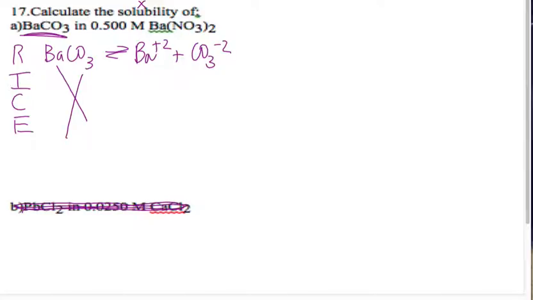So this time, though, the barium nitrate is contributing what molarity? When this dissolves, for every one of these, I have how many bariums? 1. So what is the concentration then of barium? 0.5. So I have 0.5 here, and I have 0 there, because that barium nitrate didn't contribute any carbonate. It only contributed nitrates. So our change is still plus x plus x.